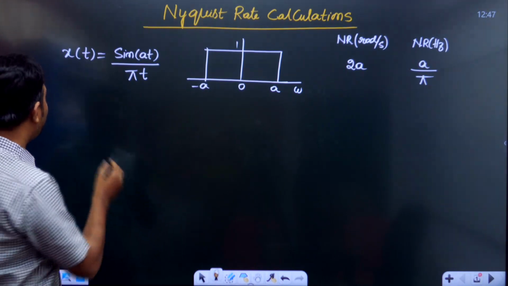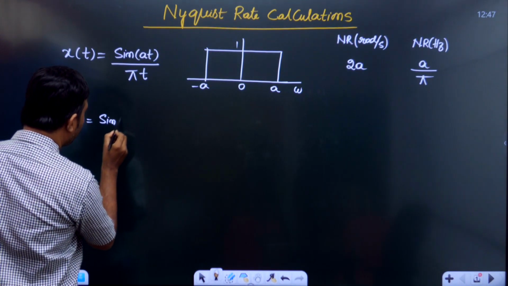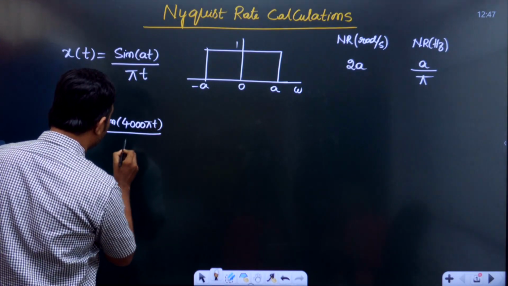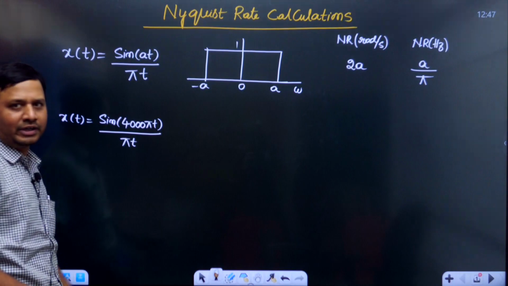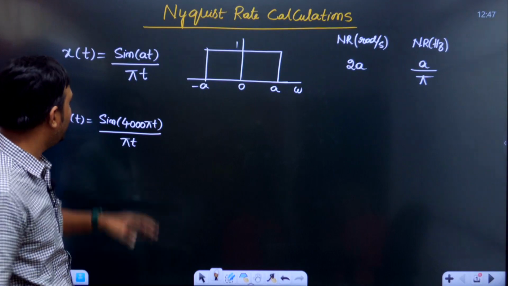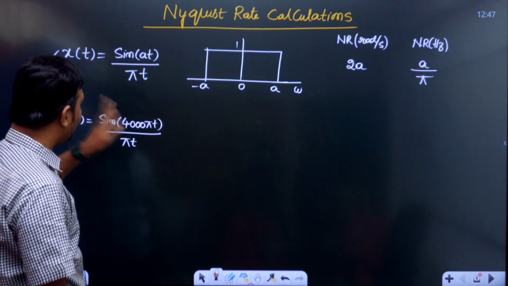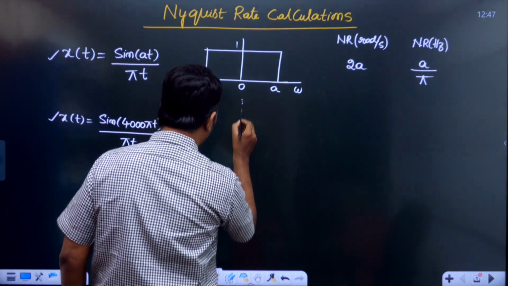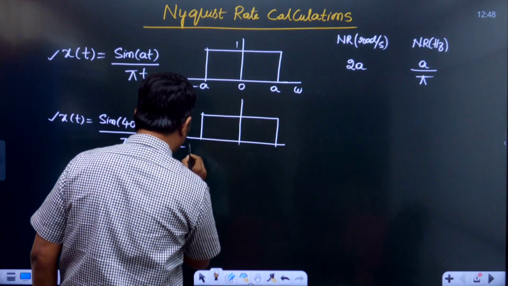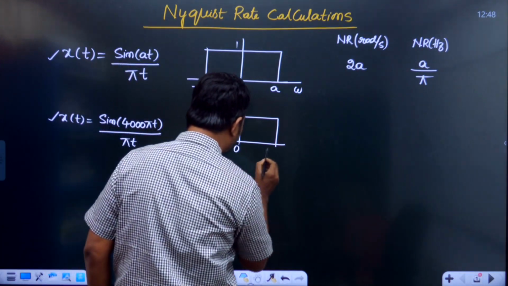For example, if I take this signal x of t is equal to sin(4000 pi t) by pi t, I want the Nyquist rate. How to find out the Nyquist rate? I told you, apply Fourier transform, and from that get the highest frequency component. Now this signal and the previous signal are in the same form. What is there in the place of a? 4000 pi. So the Fourier transform of the given signal will be a rectangular pulse varying from minus 4000 pi, 1000 I am denoting by k, to 4000 pi.